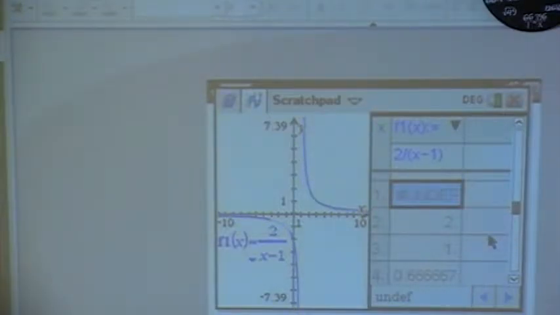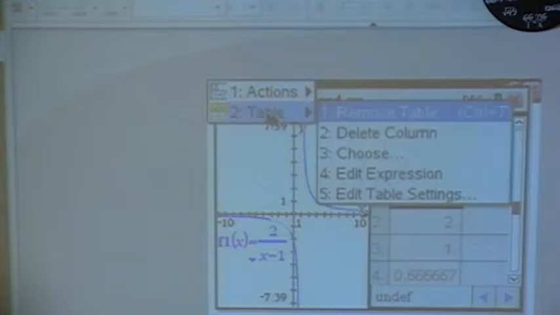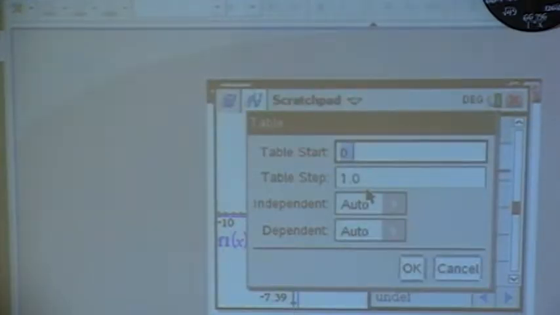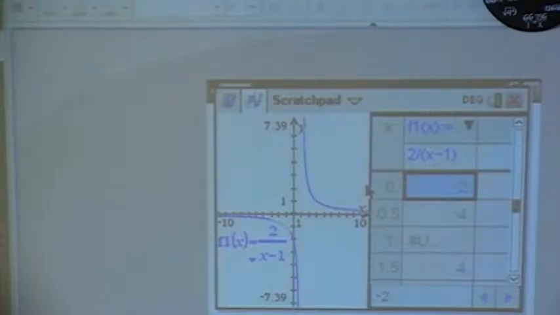Now their table is counting by halves, and mine's not, so I want it to be. So I'm going to hit menu, 2, 5, and change my table step to count by 0.5s, because that's what theirs is counting by. Okay, so there I can fill in my table just like they have theirs. So -2, -4, undefined.